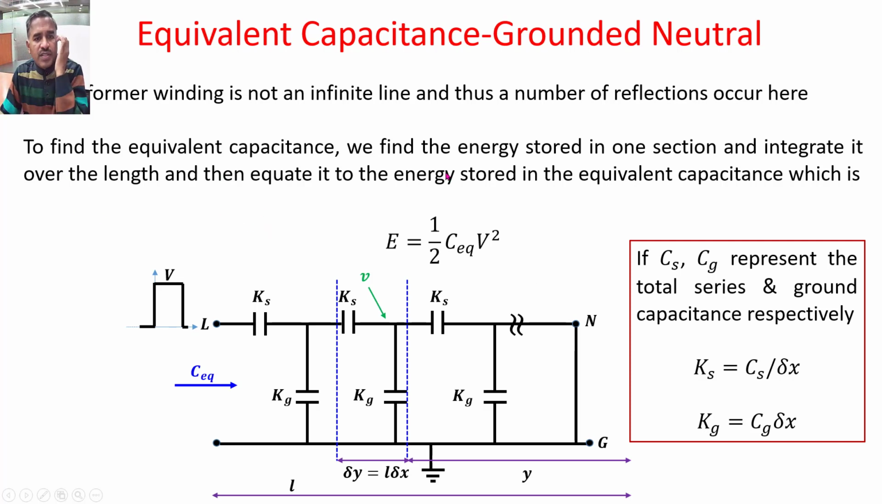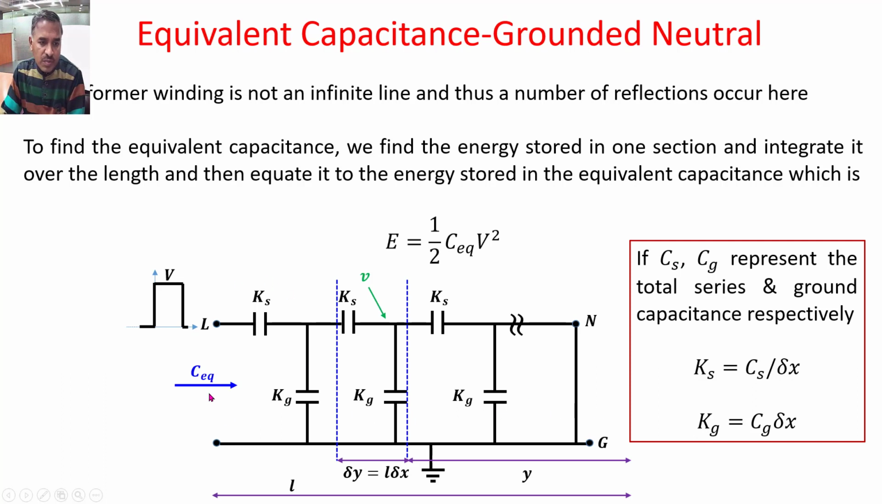So to find the equivalent capacitance, we find the energy stored in one section and integrate it over the length, and then equate it to the energy stored in the equivalent capacitance, which is the total energy in the system, half C V square, half C_eq V square. This is the equivalent capacitance of the system or the winding. Now this is the total energy. If Cs and Cg represent the total series and ground capacitances, Cs is the total series capacitance and Cg is the total ground, that is shunt, capacitance.